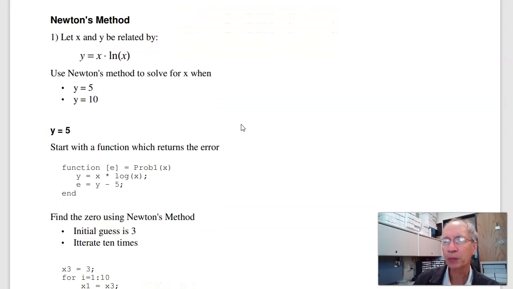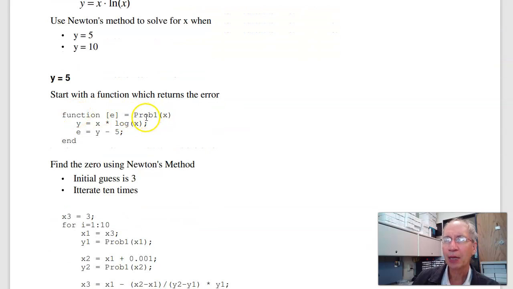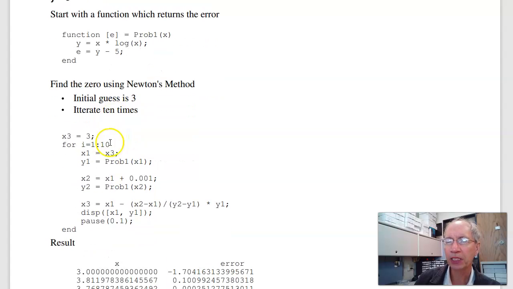So to start with, what I'm going to do is come up with a function. I'm going to guess x, and it's going to return the error. So here's y is x log of x. Return y minus 5. Find x such that the error is 0. Now using Newton's method, what I do is I just take a guess. Let's just guess that x is equal to 3. Then I'm going to iterate 10 times.